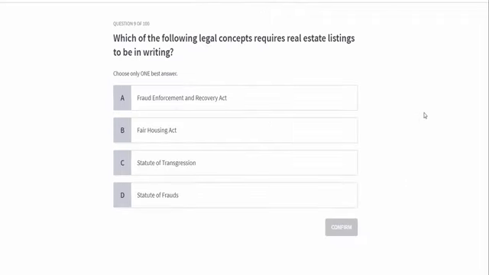Alrighty, next one. Which of the following legal concepts requires real estate listings to be in writing? And there's 4 options. Is it A, the Fraud Enforcement and Recovery Act, B, the Fair Housing Act, C, the Statute of Transgression, or D, the Statute of Frauds? So, like always, here's some time for you guys to come up with your answer.